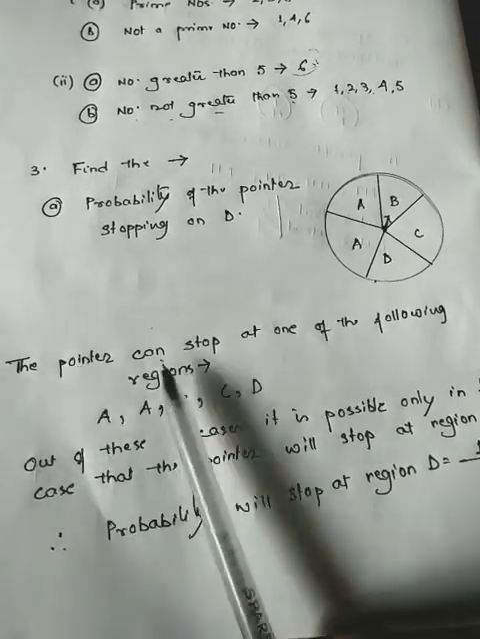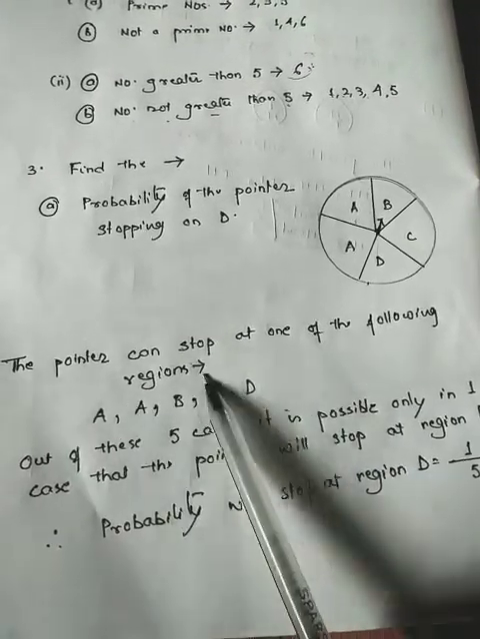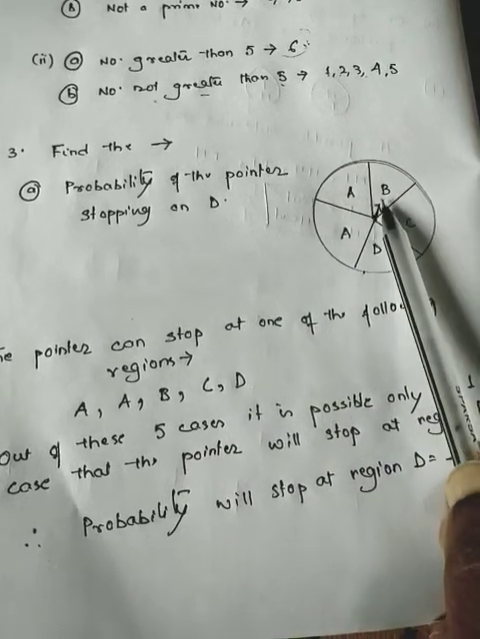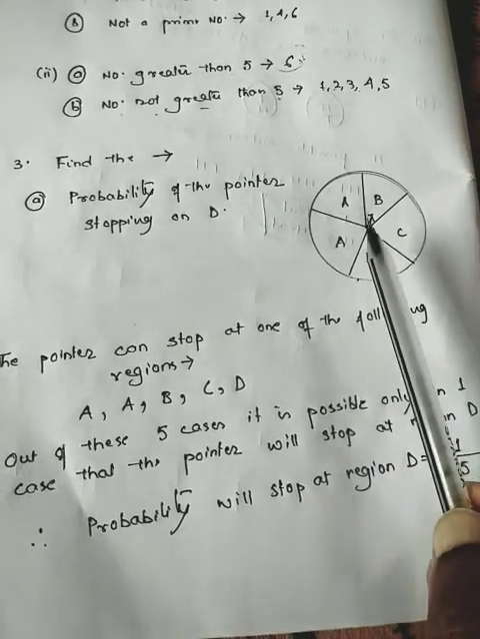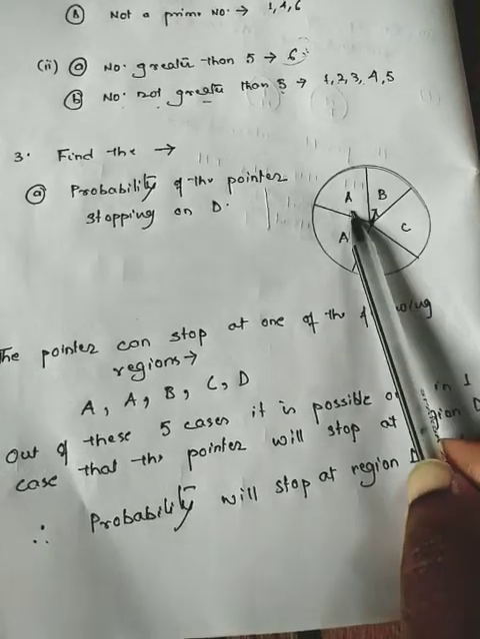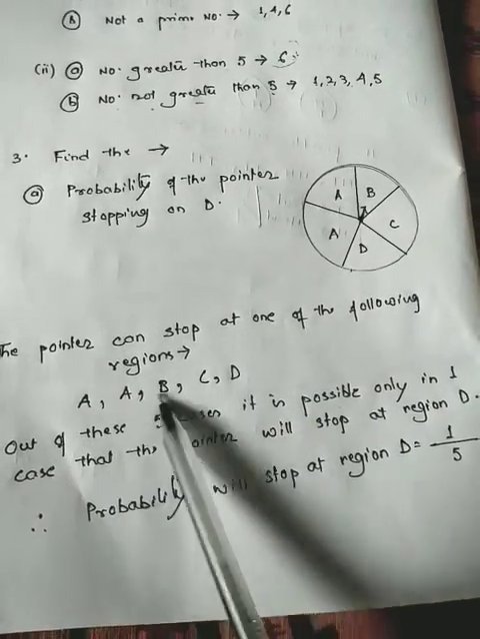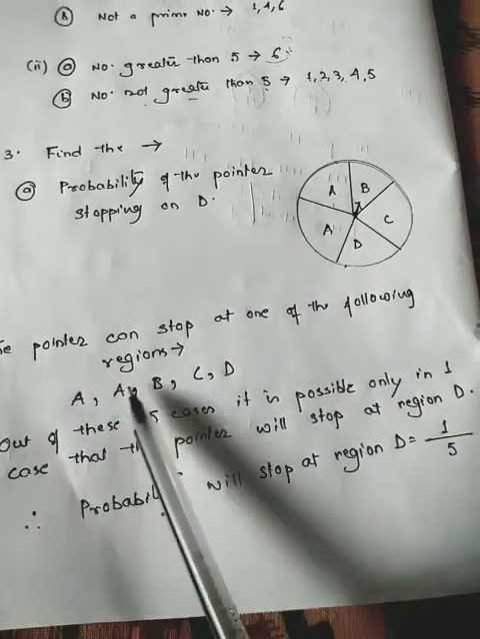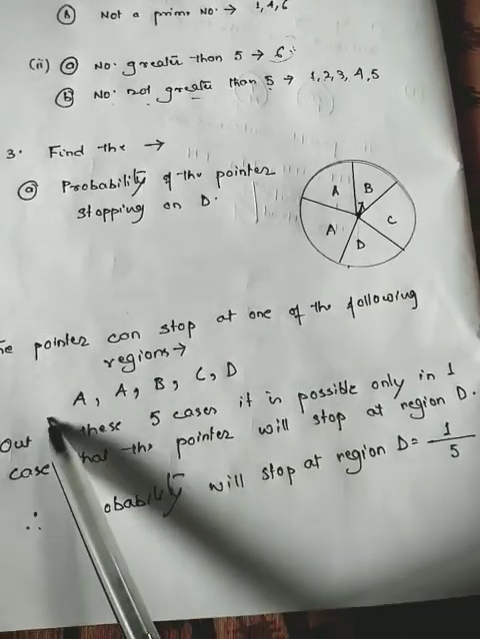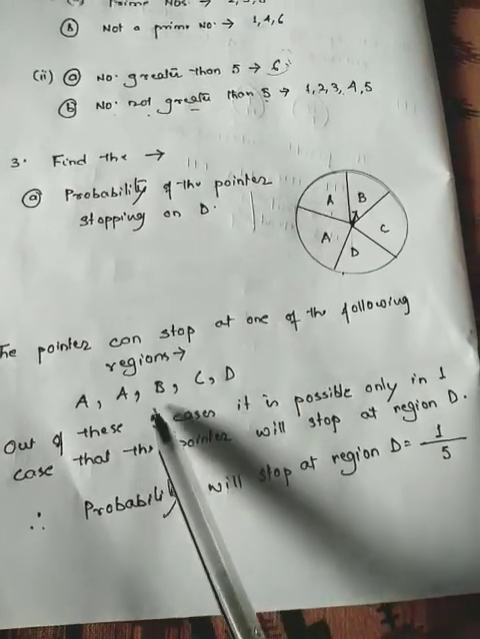See, the pointer can stop at one of the following regions. Either the pointer can stop here, or here, or here, or here, or here. So there are 5 chances, 5 outcomes we can get. So A, B, C and D. In any of them the pointer can stop, isn't it?